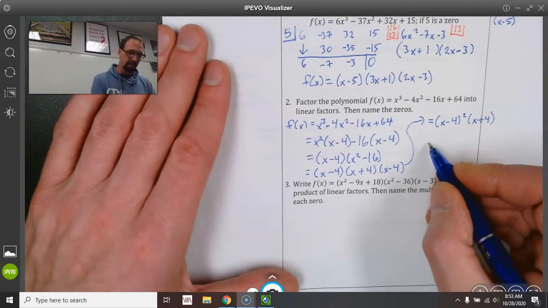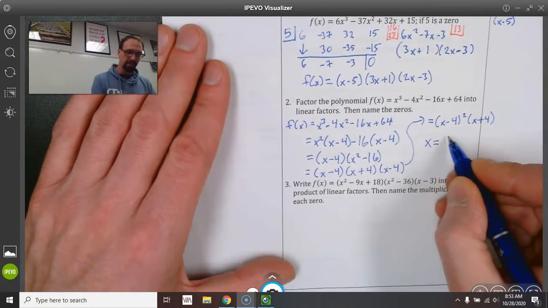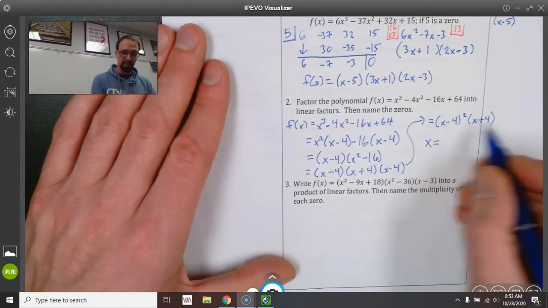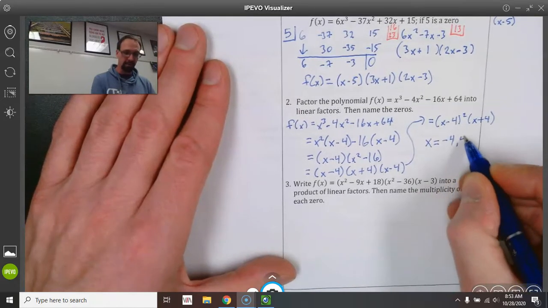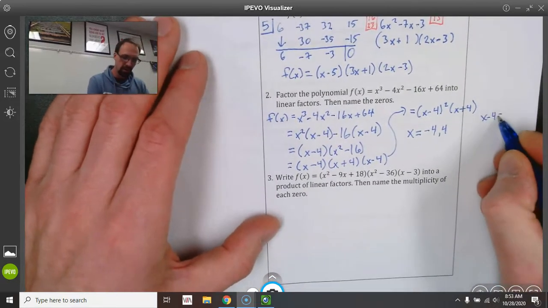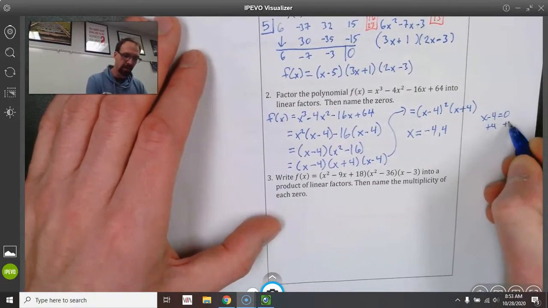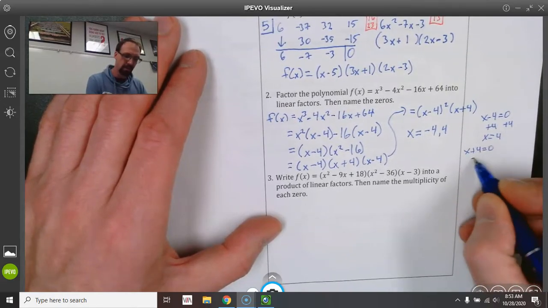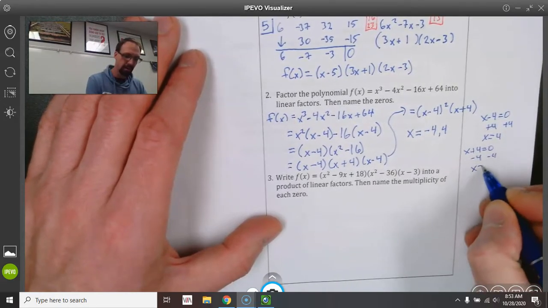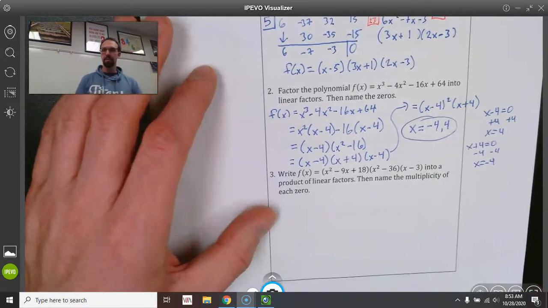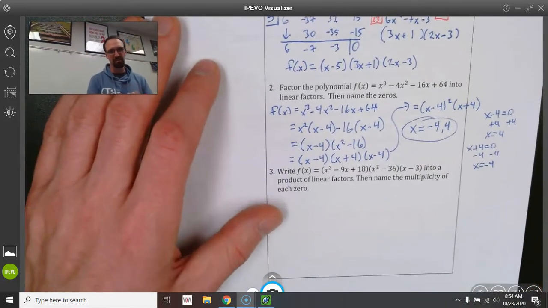So if I set x minus 4 equal to 0, I get x equals 4. For this one, I have a positive 4, and for this one, I have a negative 4. Again, I set them equal to 0 and then solve. So x minus 4 equals 0, add 4, x equals 4, and x plus 4 equals 0, minus 4, x equals negative 4.